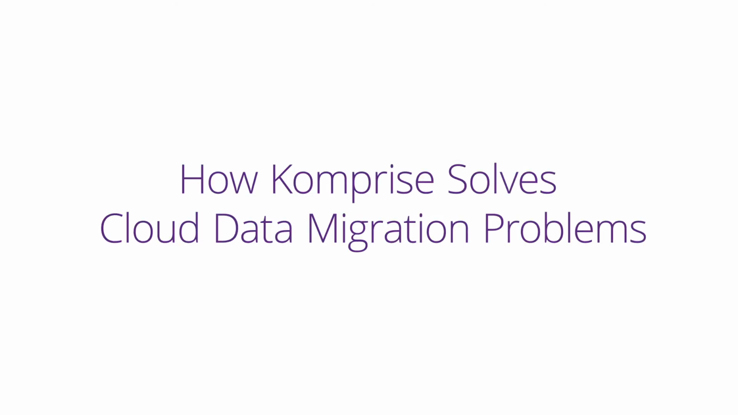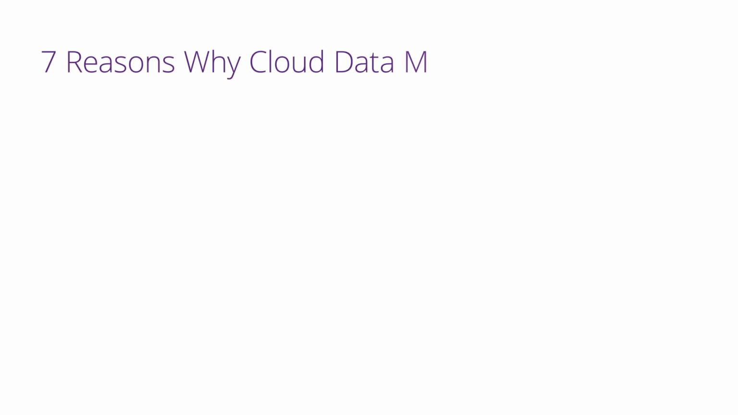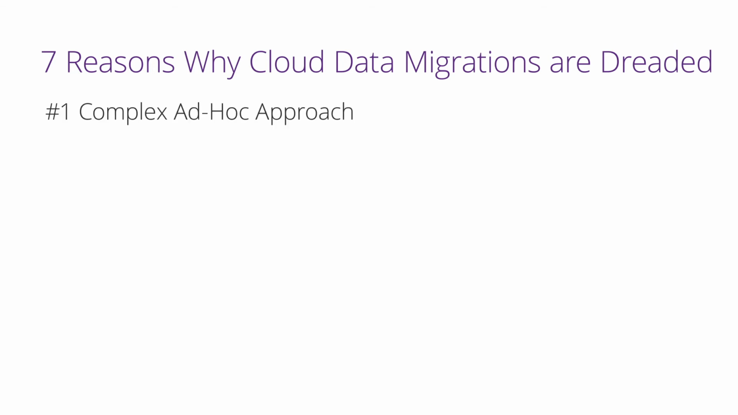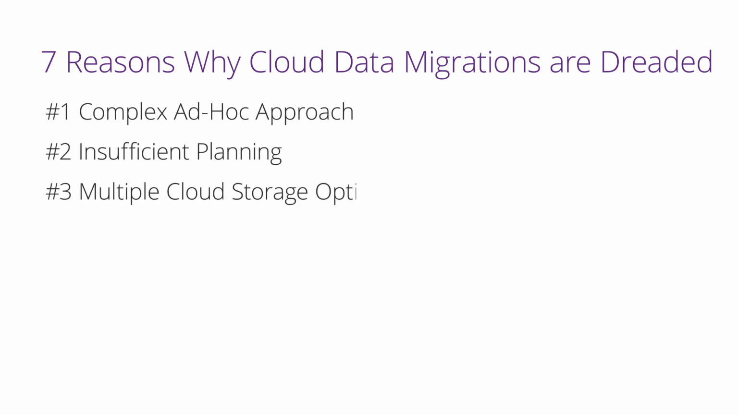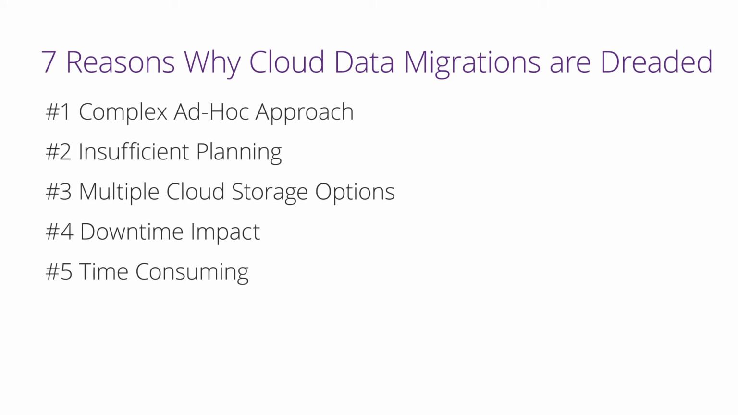Part 2. How Komprise helps you solve the 7 problems associated with cloud data migrations. In part 1 of this series, we looked at the 7 reasons why cloud data migrations fail. We saw that the number one reason why they fail is because every migration is approached as a one-off, complex, ad hoc process. We also saw that insufficient planning, picking the correct cloud storage option at the right time, reducing downtime impact, reducing the overall time a data migration takes, and preserving data integrity are all really difficult problems to handle.